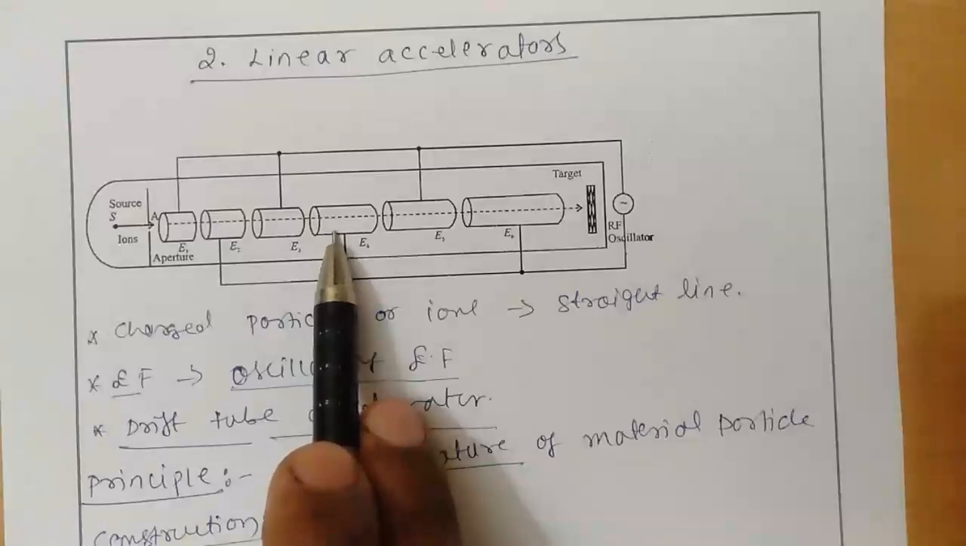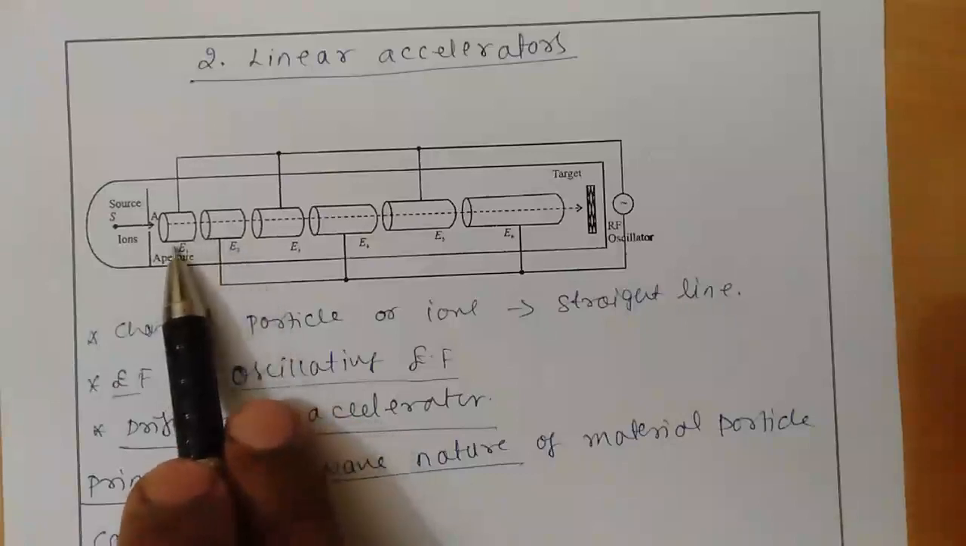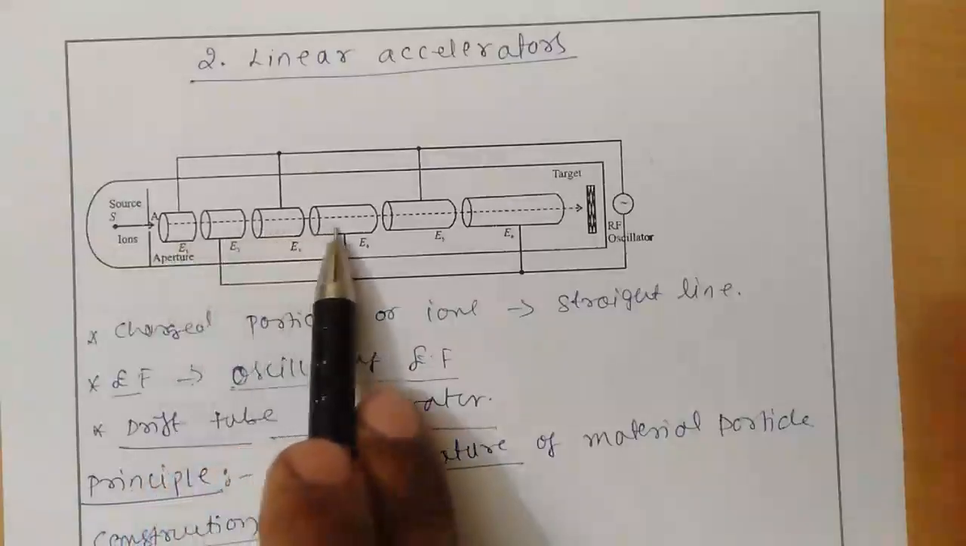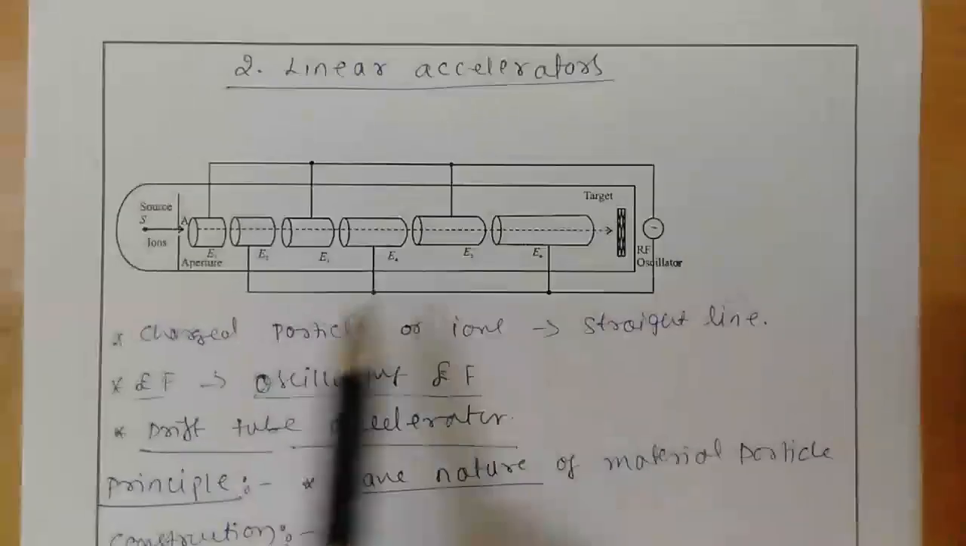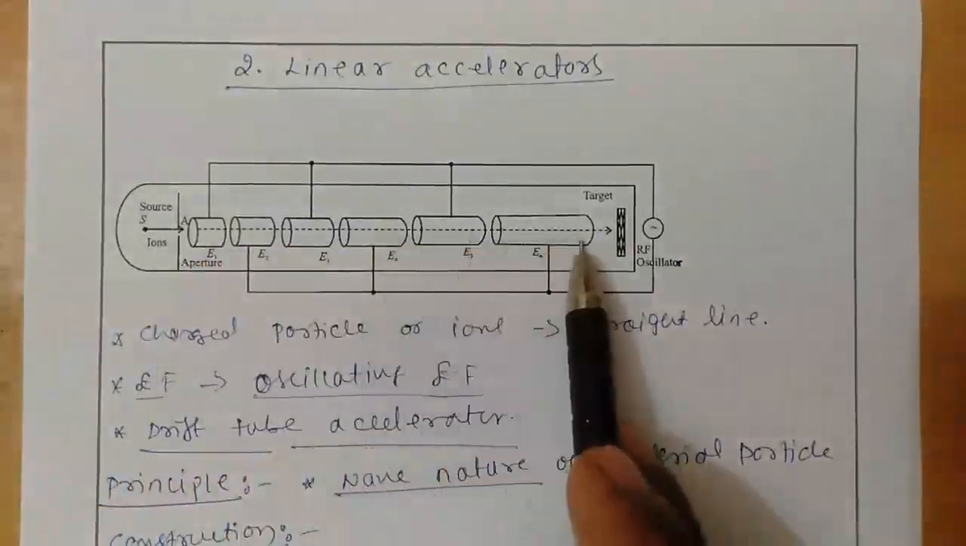So in the second half, what happens? Since it was positive in the first half of the AC cycle, the field will be reversed. That is, the first tube will be negative now, the second tube will be positive, the third tube will be negative, and the fourth will be positive, and so on. Look into this diagram once again. Here we have the first tube, second tube, third tube, fourth tube, fifth tube, sixth tube and so on.